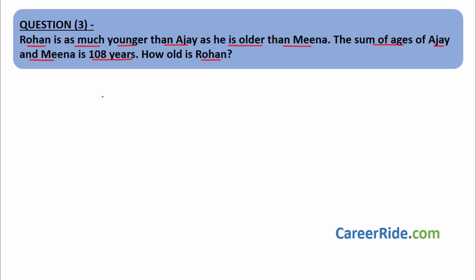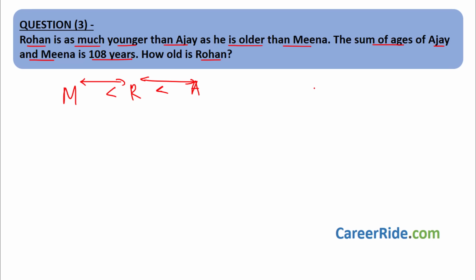But if you try to understand the sum, you will find that it is very, very easy. What they say: Rohan is as much younger than Ajay. So Ajay is older than Rohan, right? Rohan has age less than Ajay, as he is older than Meena. So Rohan is older than Meena, and the sentence means that the age difference between Rohan and Ajay is the same as the age difference between Rohan and Meena, right?